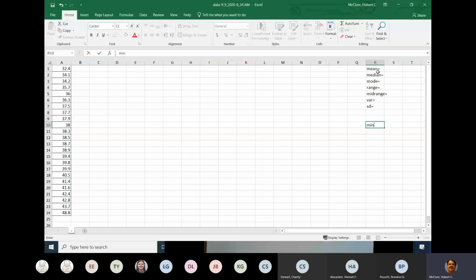Min, first quartile, second quartile, third quartile, and max. I'm going to go down here and I'm going to do interquartile range. Oops, sorry. Interquartile range. And lower limit and upper limit.